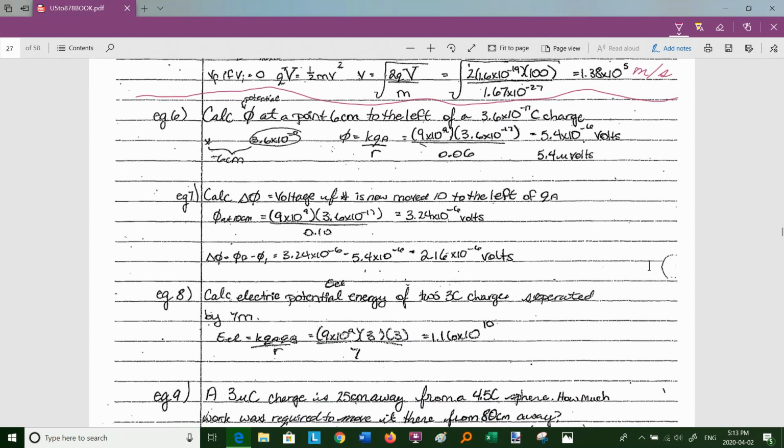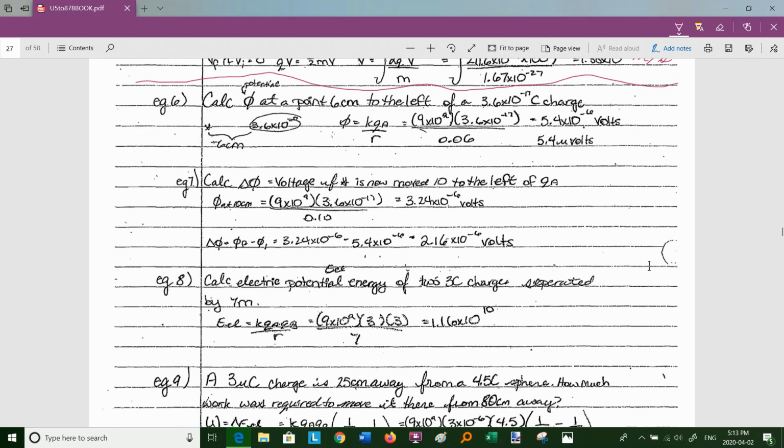Example 6 is about electric potential. We want to calculate an electric potential at 6 centimeters to the left of a source charge 3.6 by 10 to the minus 17 coulombs. Okay, this is just a number. It's a scalar. It's not a vector. So phi is kQA over r, where A is our source. So 9 by 10 to the 9 times 3.6 by 10 to the minus 17 over 0.06. So 5.4 by 10 to the minus 6 volts, or 5.4 microvolts, if you want to be fancy about it. So that is the potential at the point 6 centimeters to the left of that source charge.